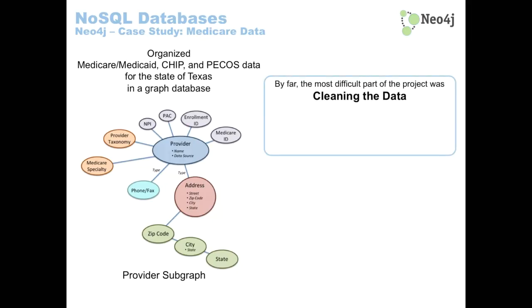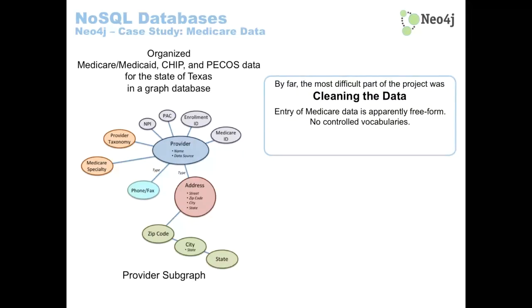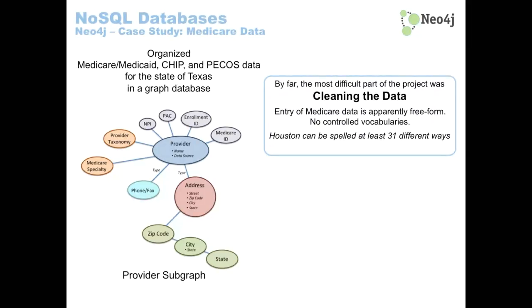But so by far the most difficult part of the project was cleaning the data. And this is often going to be the case. So apparently entry of Medicare data is free form. So there are no controlled vocabularies. And so you find very interesting things. Like Houston can be spelled at least 31 different ways. And there are more than 100 states, including Africa and Canada.